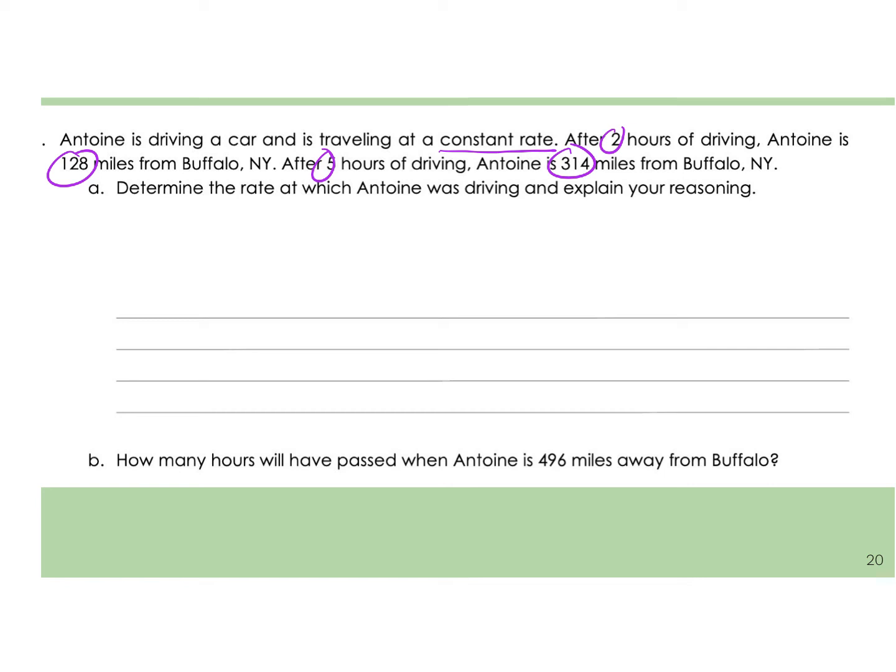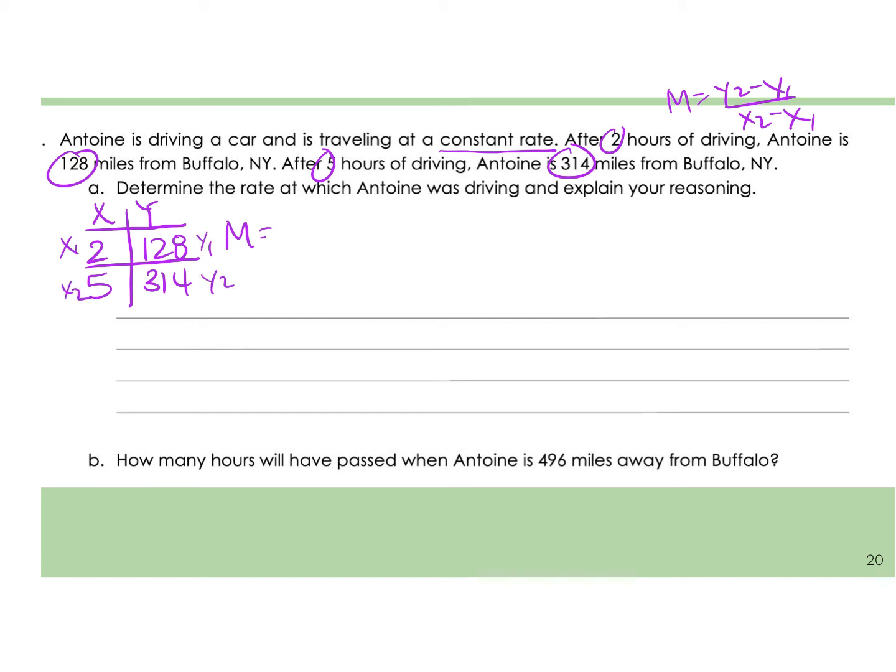So let's just set up a table. We just need a T table. We can just call this good old x and y. They gave us 2 ordered pairs. The first one was 2 and 128, and the second one was 5 and 314. Slope formula: y2 minus y1 over x2 minus x1. Plug it in. First of all, label it x1, y1, x2, y2. y2 is 314, y1 is 128. x2 is 5, x1 is 2. When I subtract that, I get 186 over 3.